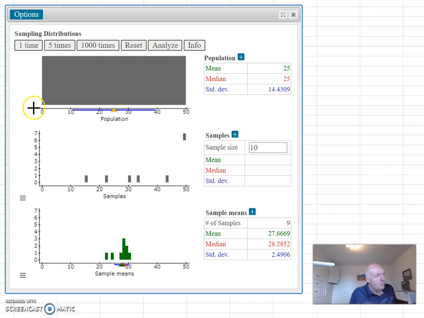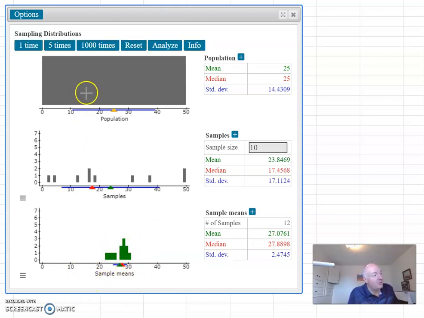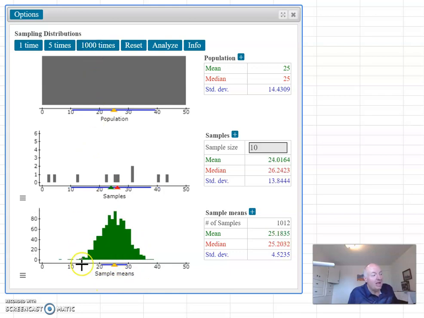Remember, our population starts off as a uniform distribution. But we're interested in what's the distribution of the sample means. What's the sampling distribution of sample means? I hate saying so many words, but that's what we're interested in. So there we go. We've done this 12 times, and so there are 12 means right there. I'm going to do 1,000 more, right? Bam. And look at this.